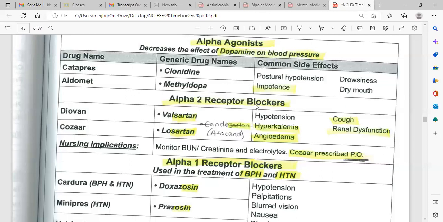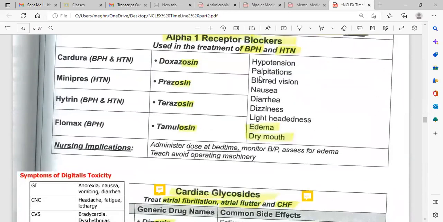Angiotensin II receptor blockers, most commonly losartan or valsartan, can cause hypotension or hyperkalemia, angioedema or dry cough, and also renal dysfunction, right? So for nursing implementation again, monitor the blood urea nitrogen and also electrolytes, particularly the potassium level. Another drug group is called alpha 1 receptor blocker.